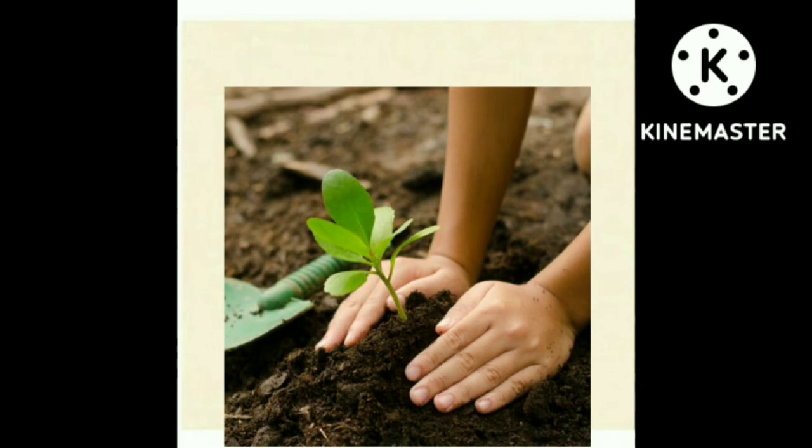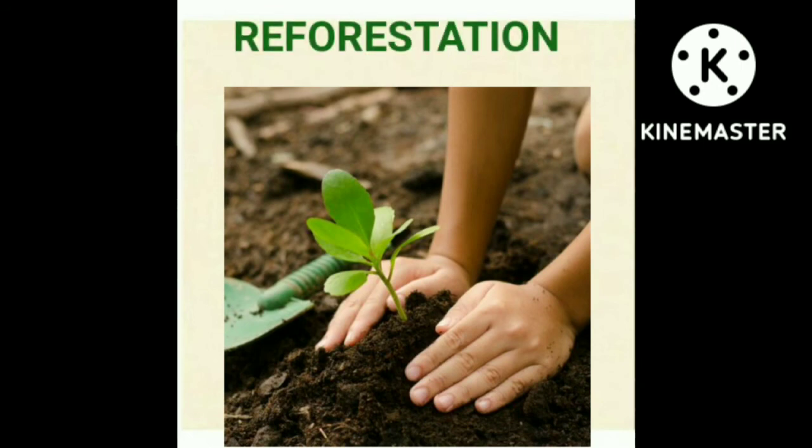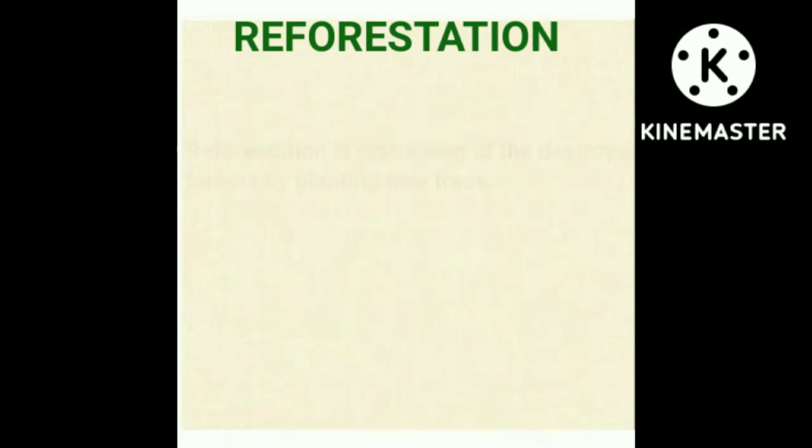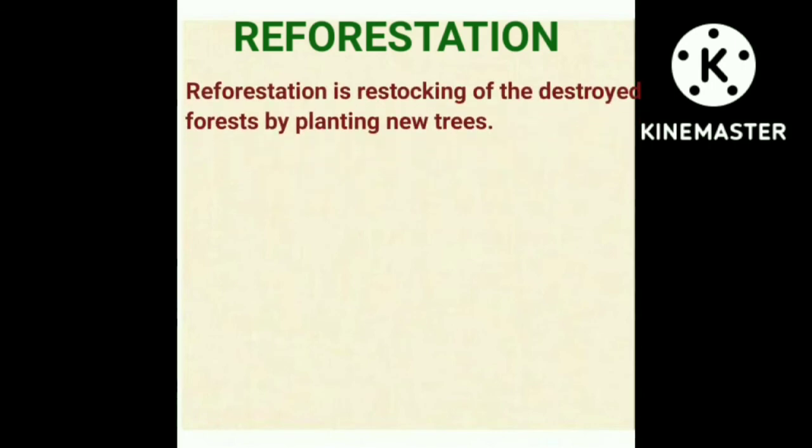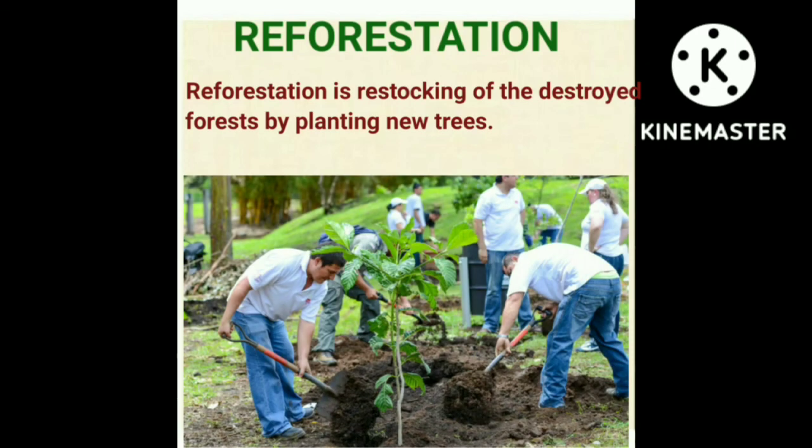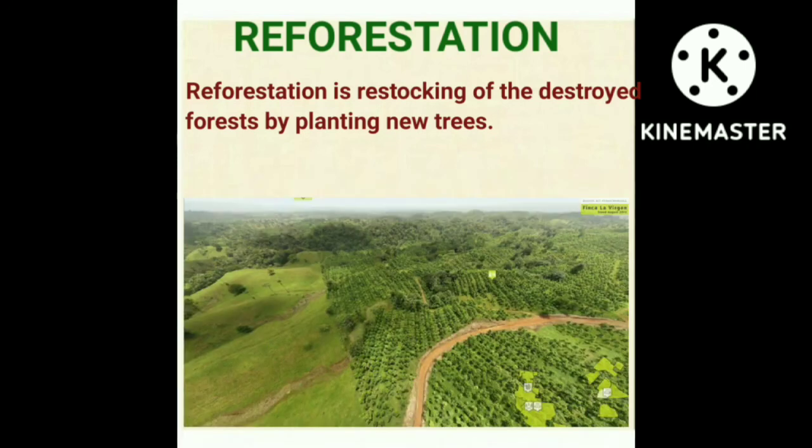So, the last topic of this chapter is reforestation. We already discussed what is deforestation and the consequences of deforestation. Now, the answer to deforestation is reforestation. What do you mean by reforestation? Reforestation is restocking of the destroyed forest by planting new trees. The planted trees should generally be of the same species which were found in that forest. We should plant at least as many trees as we cut. This is an example of a reforested area.